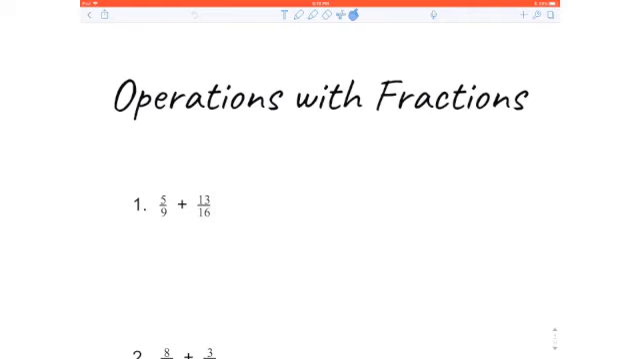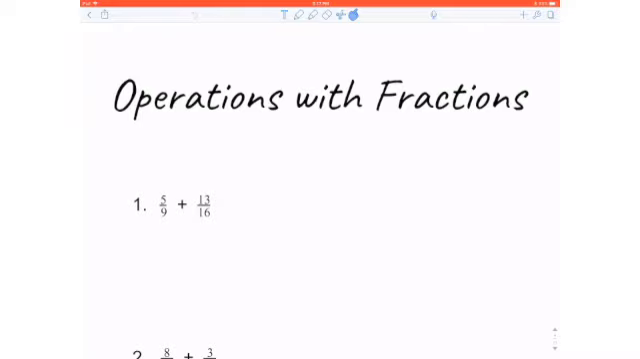Into operations with fractions, there are a couple of things that you should know. There are specific rules that apply to operations in terms of addition and subtraction. There are certain rules for addition and subtraction, a different rule for multiplication, and a different rule for division. We're going to start off with the rules for addition and subtraction with fractions. And remember, they're the same.